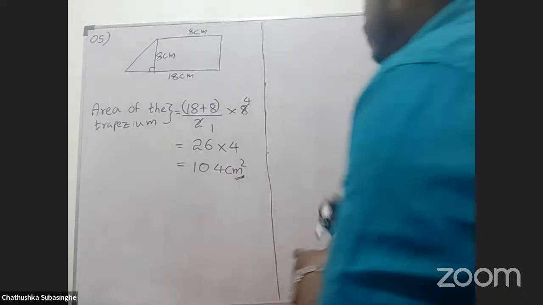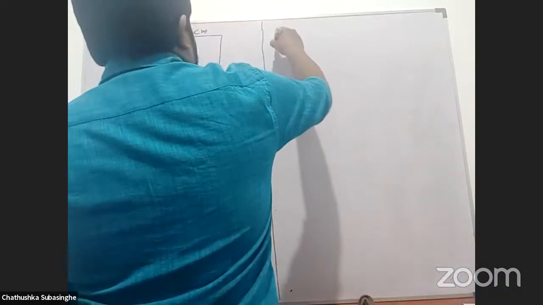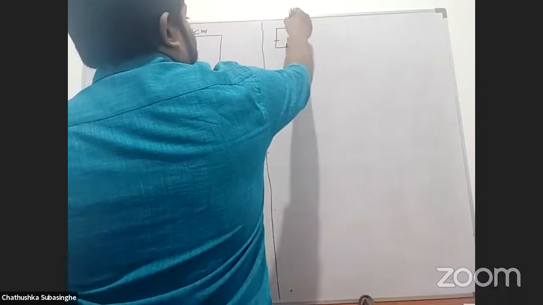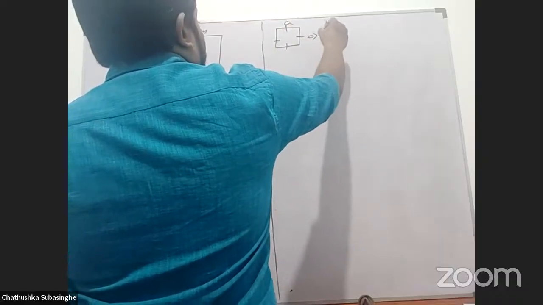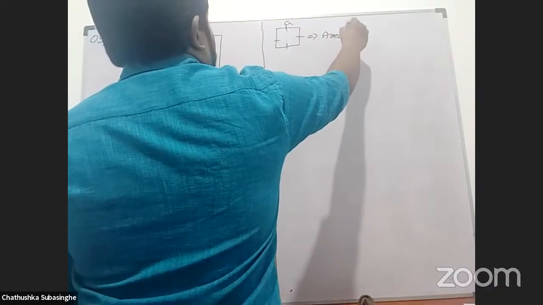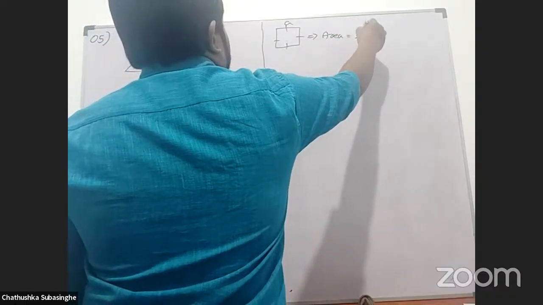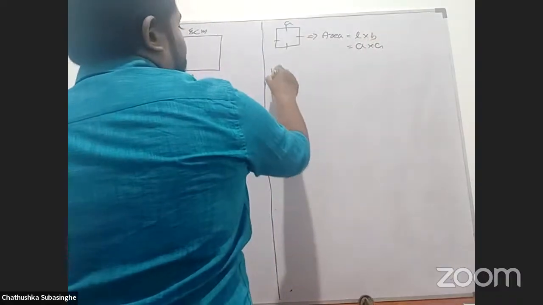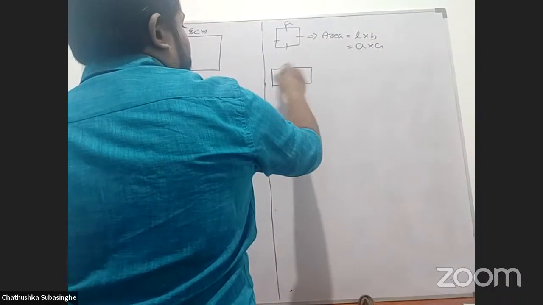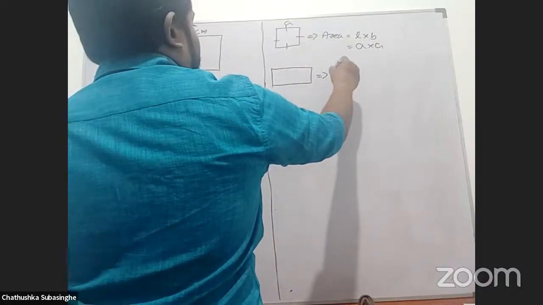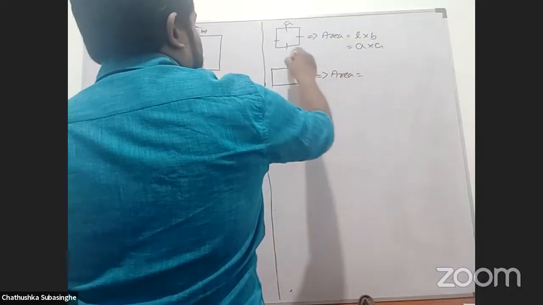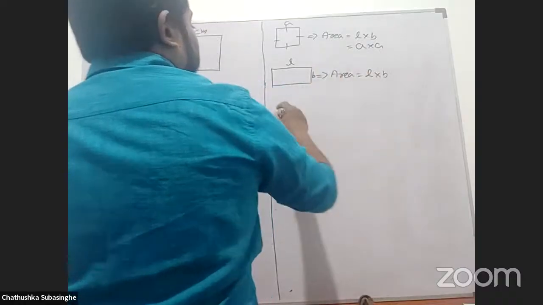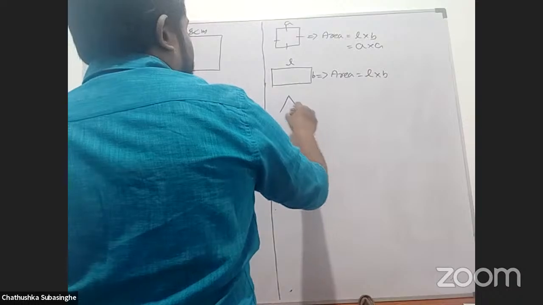Okay. First of all, we have the square. All 4 sides are equal. If one side is A, area equals length into breadth, which means A times A. Then we have rectangles. Area equals length into breadth. Then we have the triangle.